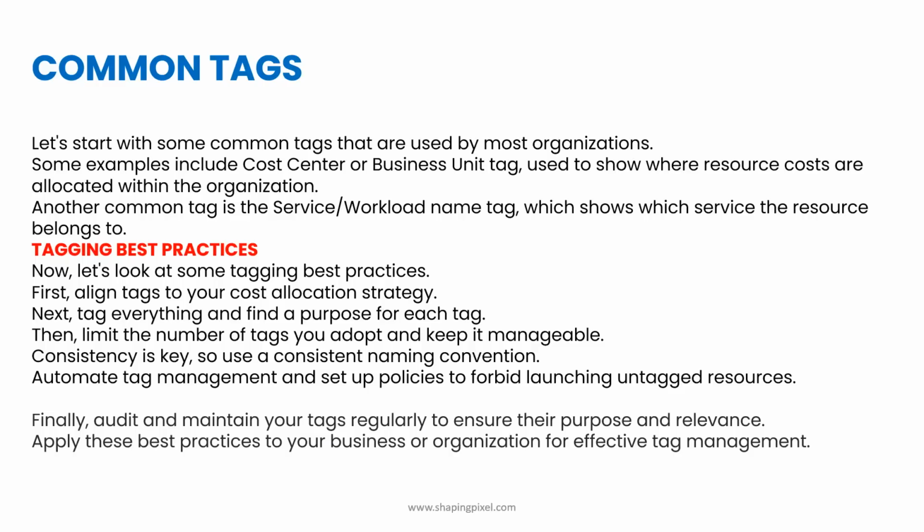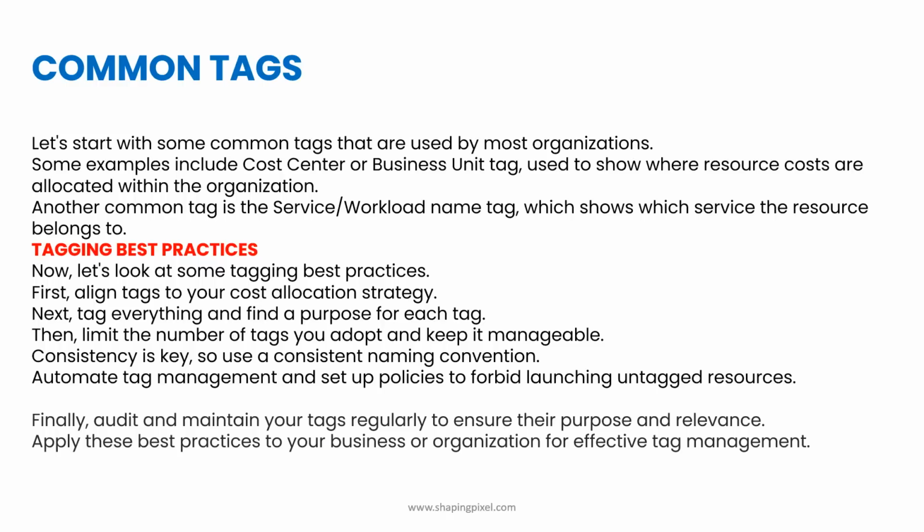So let's start with some common tags that are used by most organizations. Some examples include a cost center or business unit tag, used to show where resource costs are allocated within the organization. Another common tag is a service or workload name tag, which shows which service the resource belongs to.